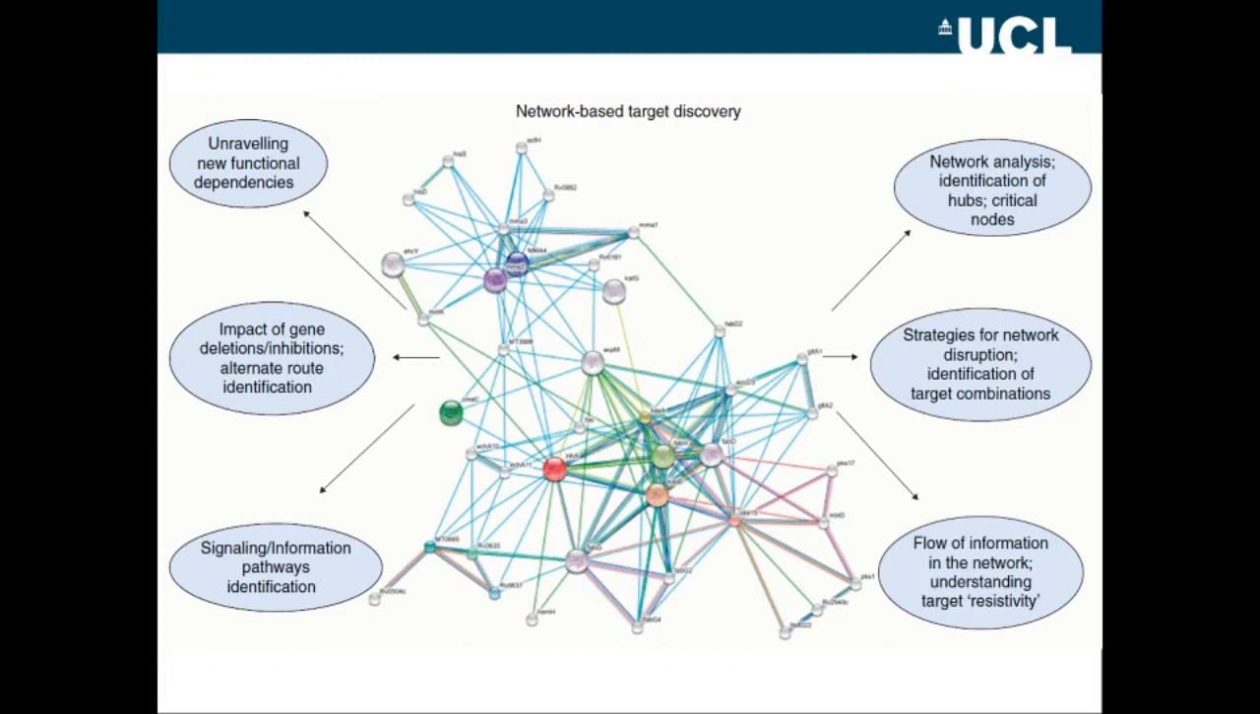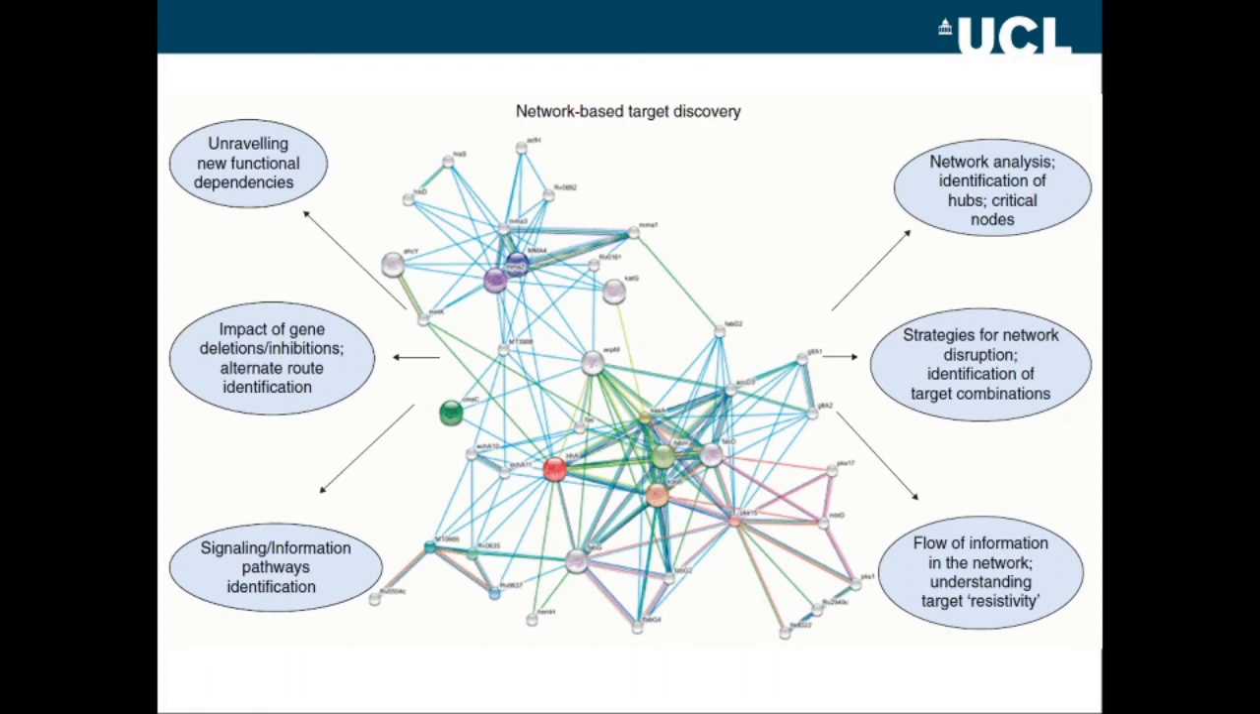From this we can devise strategies for network disruption, identification of combinations of targets in some cases where you may need to hit multiple targets in order to disrupt this network effectively. And we're looking at the flow of information across the network and understanding how resistivity of a target can evolve.